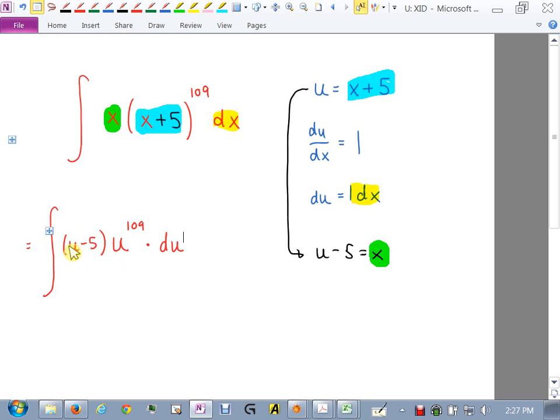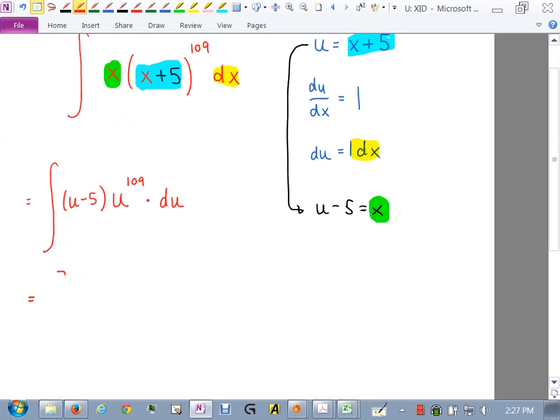So let's multiply this through. What would you get? u to the what? 110 minus 5u to the 109 du. Are you going to be able to find the antiderivative of this? Yes, because this is just two separate terms, right? Each of those, power rule. What is the antiderivative of u to the 110 power?